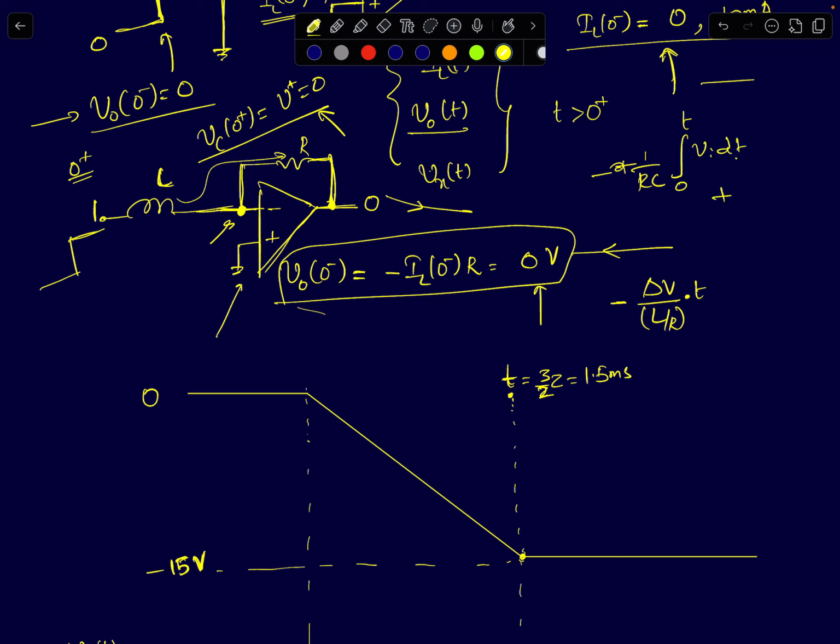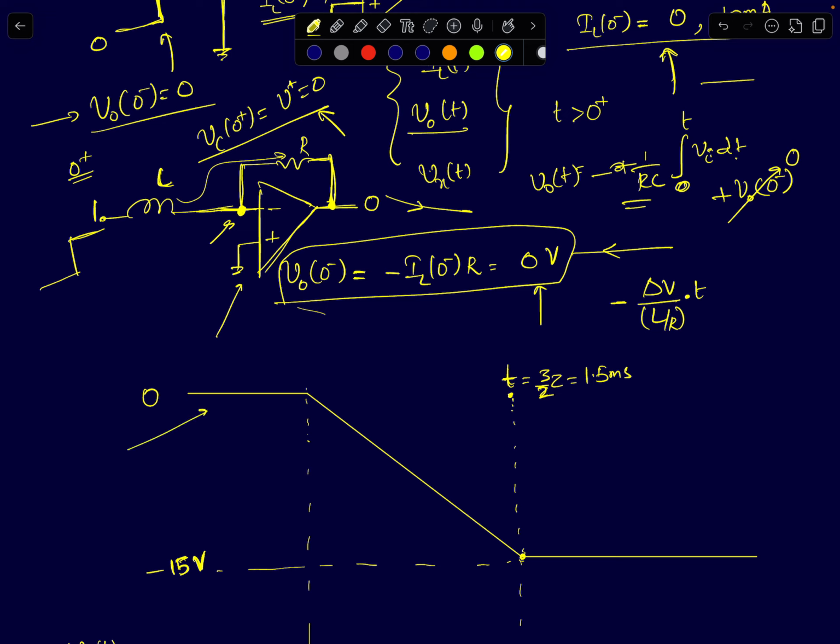So the exact expression for V naught for t greater than 0 will be equal to minus 1 by RC integral of Vi dt starting from 0, plus the initial voltage. Since the initial voltage is assumed to be 0, because IL of 0 minus is 0, your output voltage will start at 0 and start decreasing.